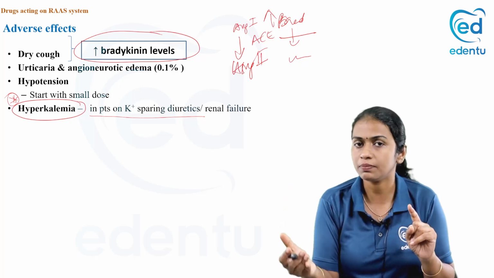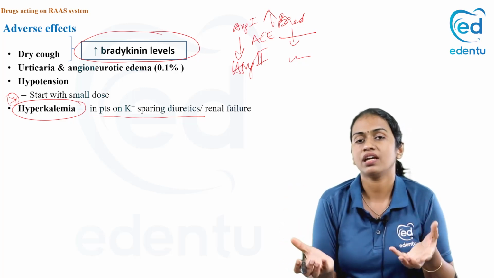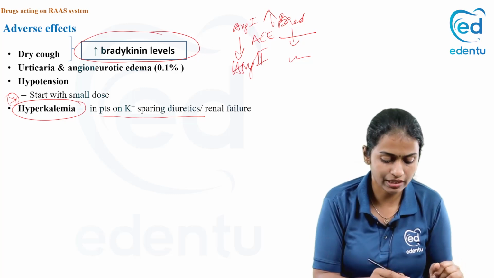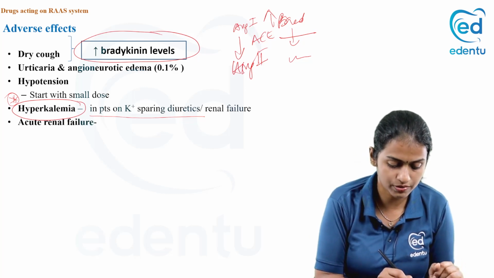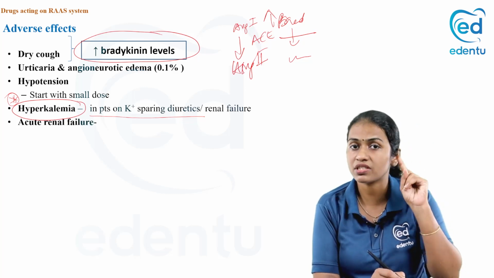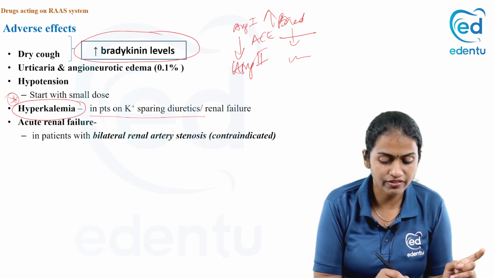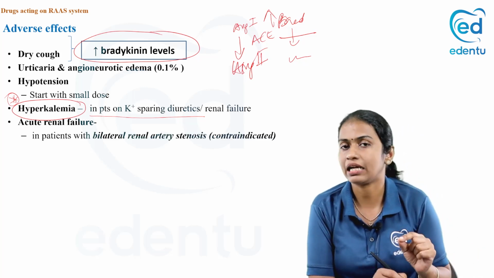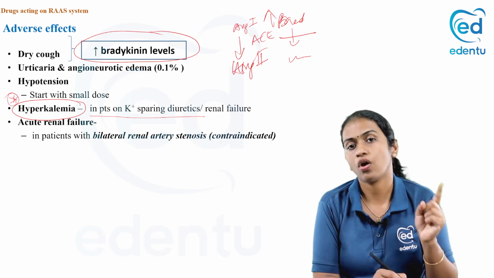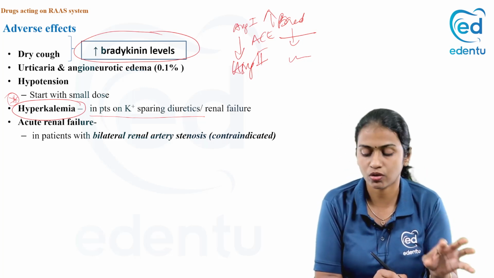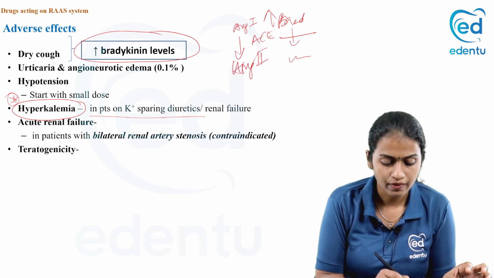So if you give it with other potassium sparing diuretics, it can potentiate the potassium levels and that can lead to arrhythmias, ECG variations. Okay, hyperkalemia is manifested as tall T waves in ECG. Then acute renal failure in patients with bilateral renal artery stenosis, or if a patient has a single kidney and that kidney has got renal artery stenosis, then also it is contraindicated.